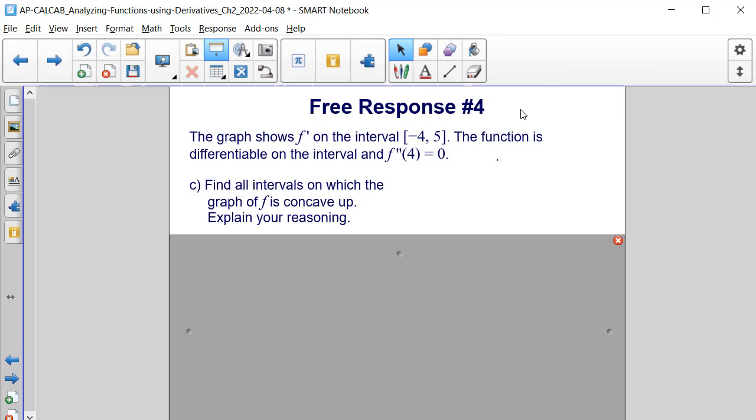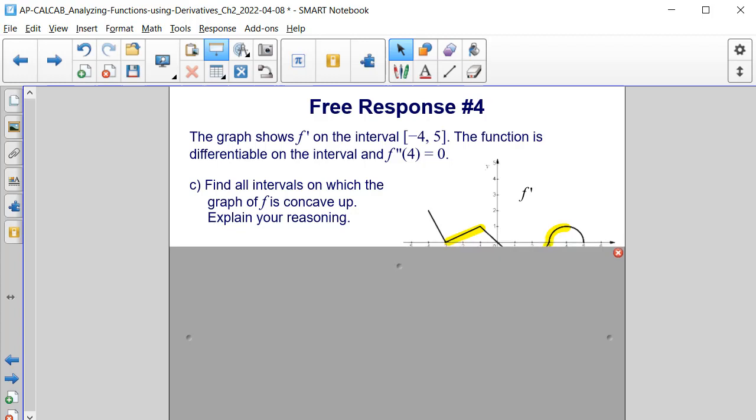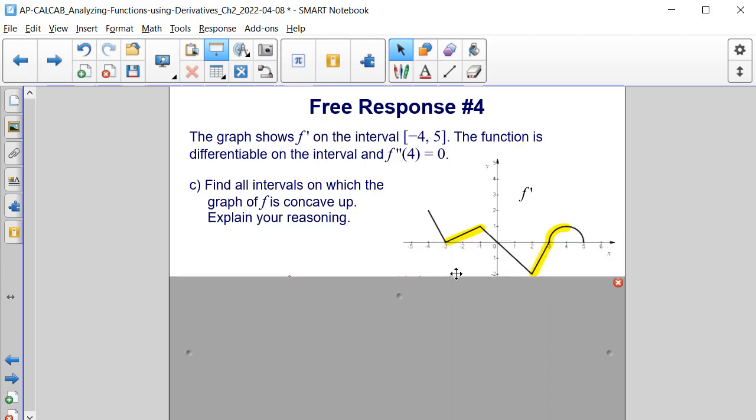Next, find all intervals on which the graph of f is concave up. Explain your reasoning. Well, if we look at our graph, we're actually provided with the graph of f prime. And f prime usually tells us where the function is increasing when it's above the x-axis or decreasing when it's below. But it can also explain to us where concavity is going to happen in the second derivative.